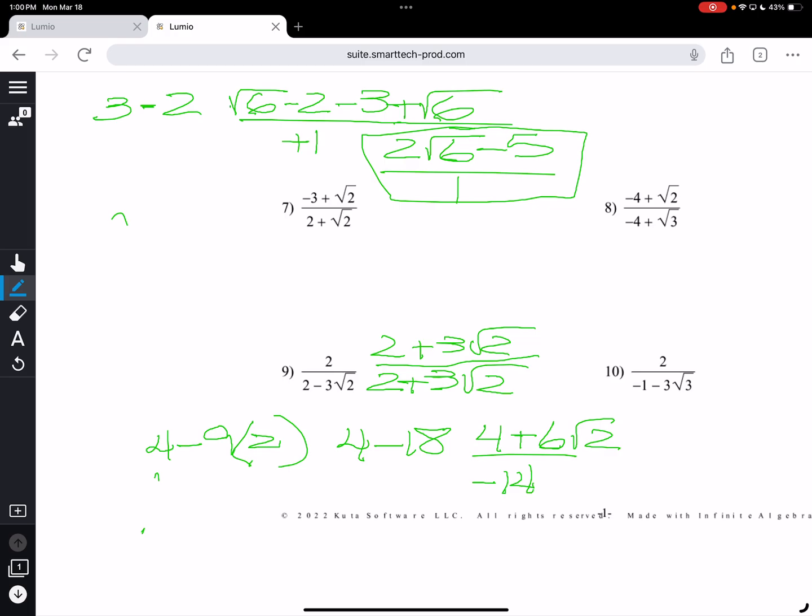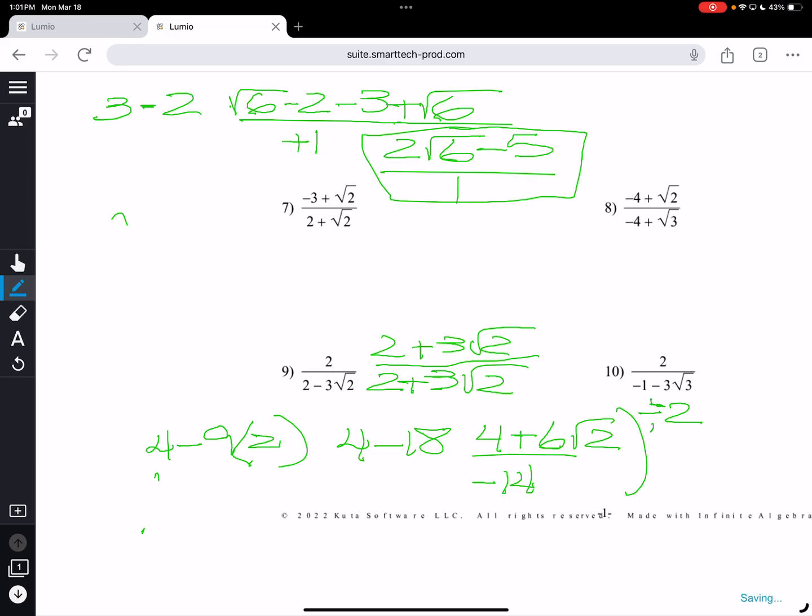But they share a what? 2. Your last is negative 3 times 3, which is negative 9. And then radical 2 times radical 2 is 2, so that's 18. And so 4 minus 18 would give us the negative 14. And then you divide by negative 2. Foil it. I think that's what it is.